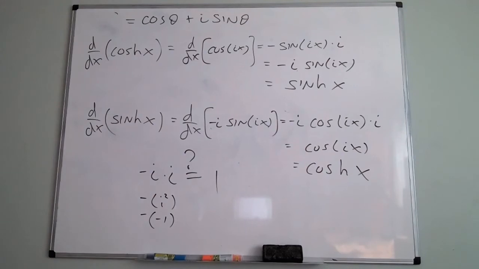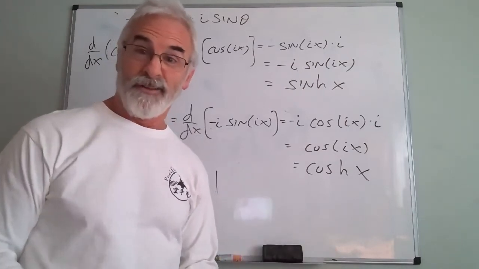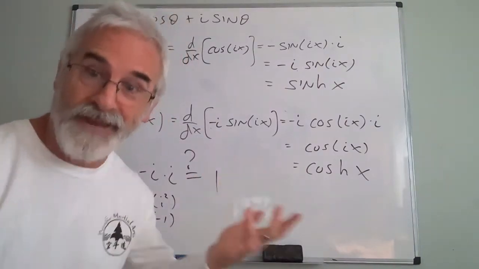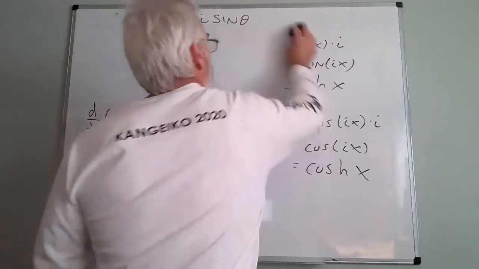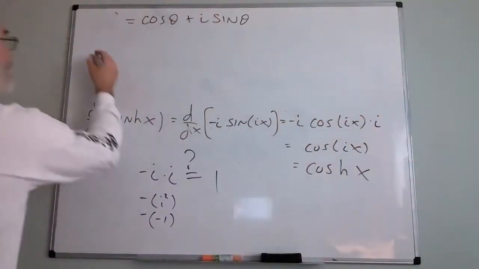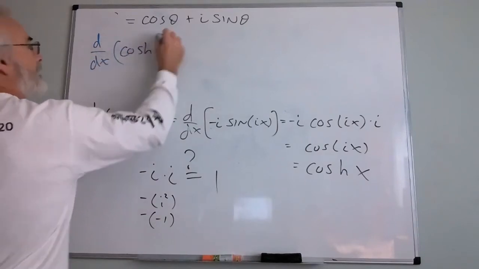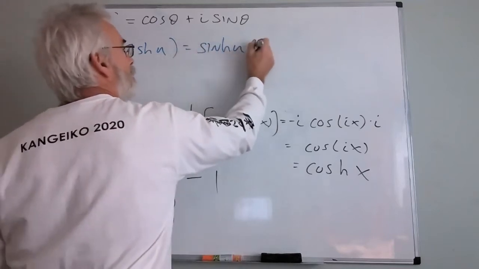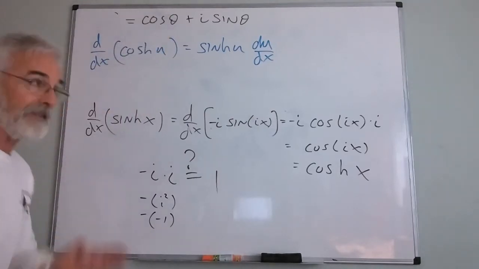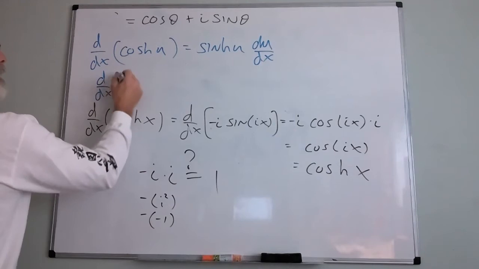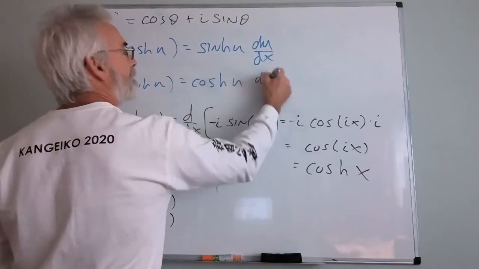The derivative of the hyperbolic cosine is the hyperbolic sine, and the derivative of the hyperbolic sine is the hyperbolic cosine. Cool. If I know those, then I can go chain rule right off the bat. I don't even have to work. So let's do an example of that. The derivative of the hyperbolic cosine of u of x is just the hyperbolic sine of u of x times du/dx. That's it. That doesn't even matter if I have complex stuff. And the derivative of the hyperbolic sine of u of x is the hyperbolic cosine of u of x times the chain rule.